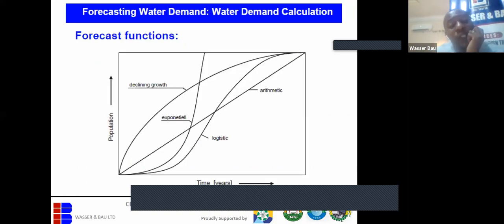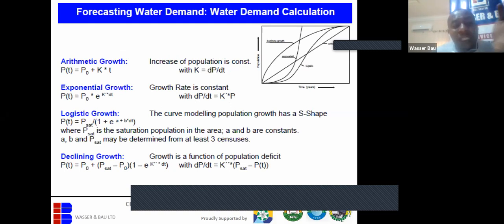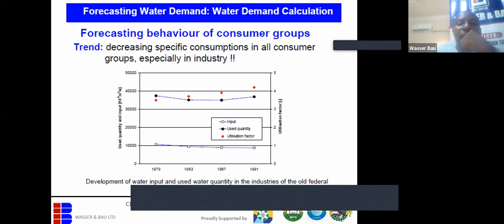And for the different types of population growth, these are the formulas. You can apply any of the formulas. There are many formulas out there. You can choose any one of your choice. Then this is not necessary. Okay, so that's the end.